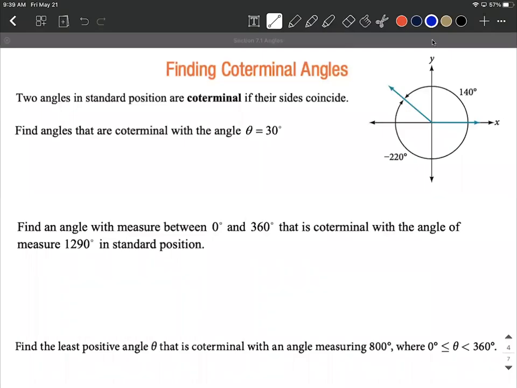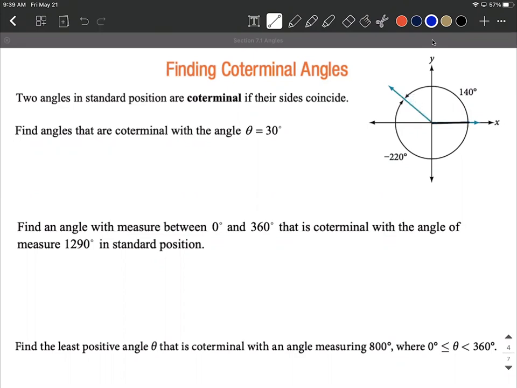Finding coterminal angles with degree measure. So when we're talking about coterminal angles, we're going to put these in standard position, which means that the initial side is going to go out the positive x-axis. But when we're talking about coterminal angles, what we're talking about is if we draw these, their terminal side is going to line up the exact same direction.